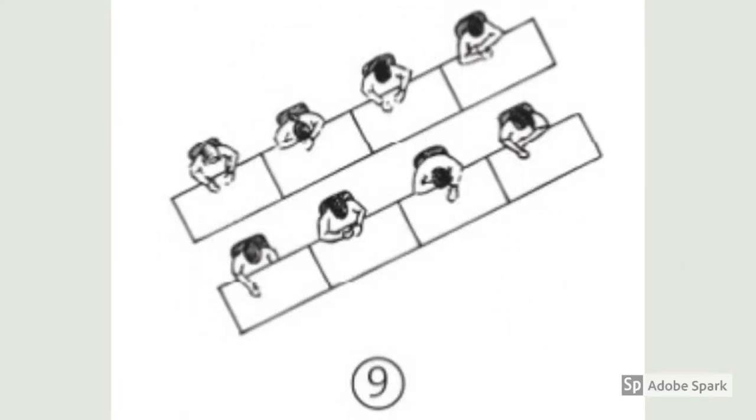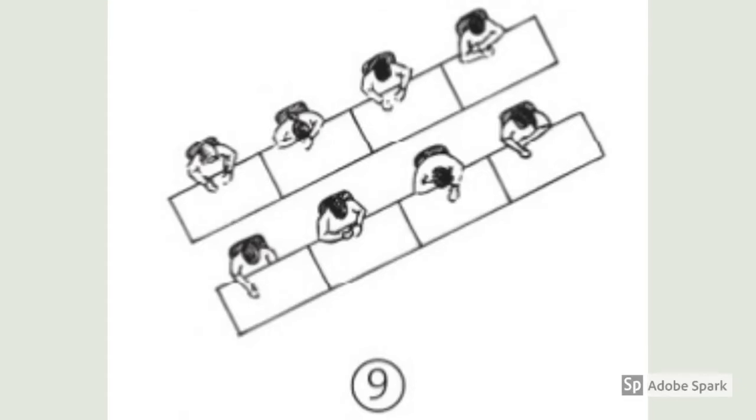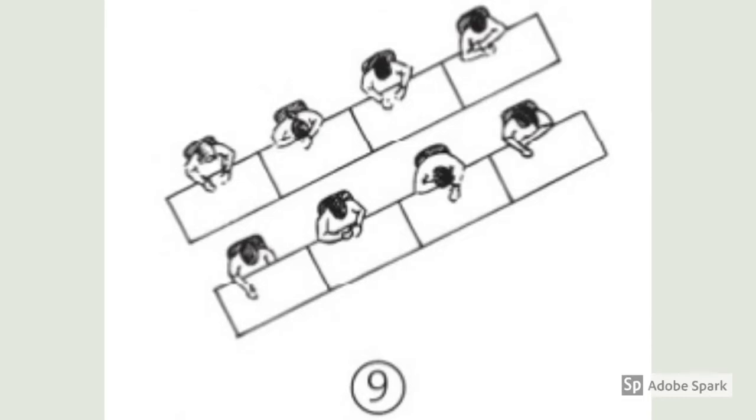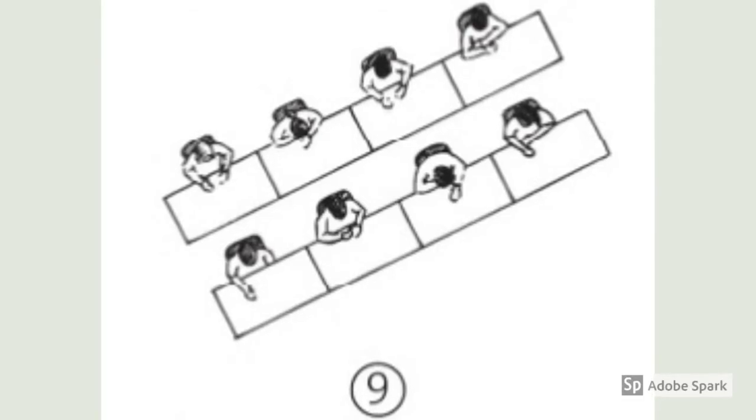Number 9 is diagonal. You keep the traditional rows, but you angle them a little so they leave a large diagonal space in one corner at the front. This is another way of creating a little more working space at the front of the class.